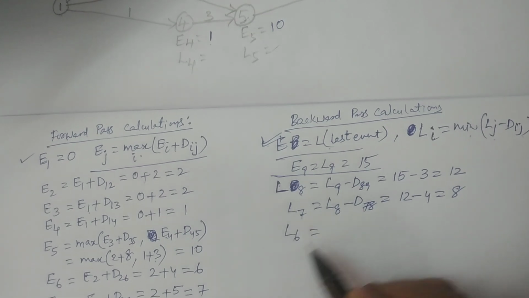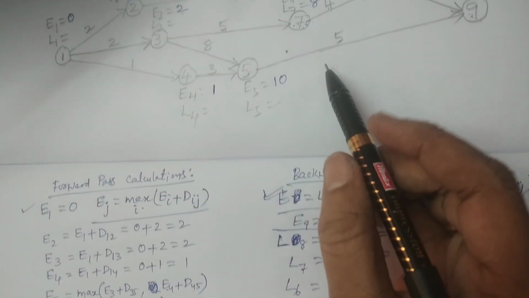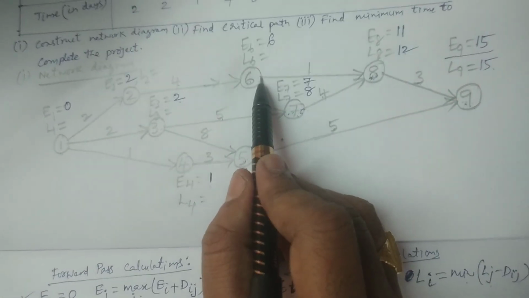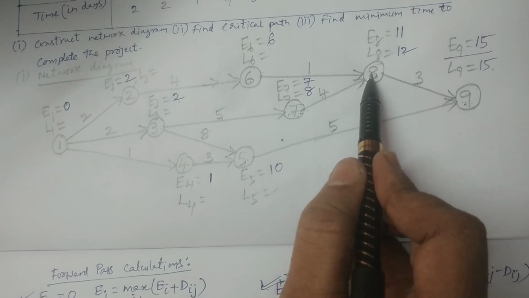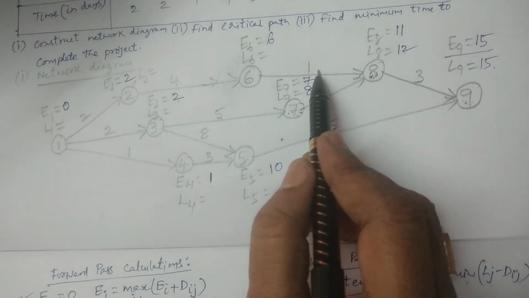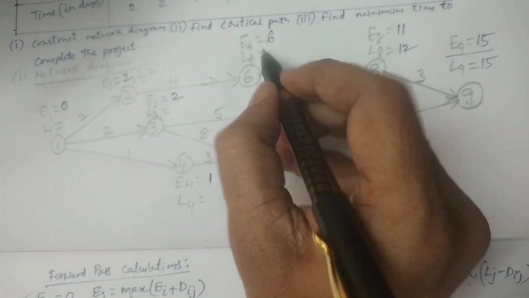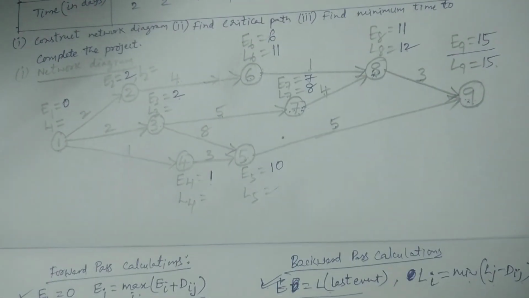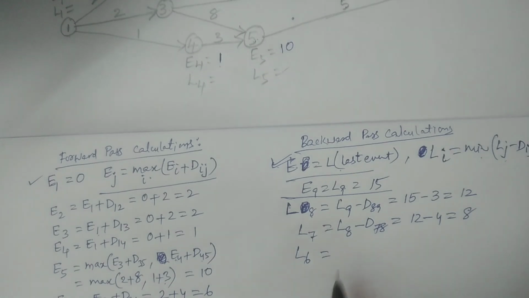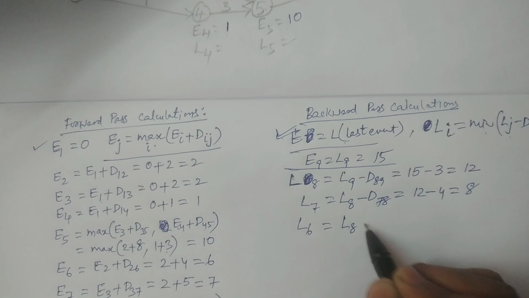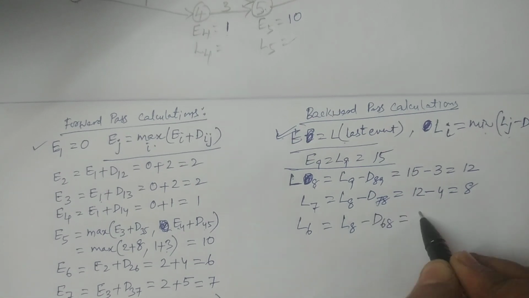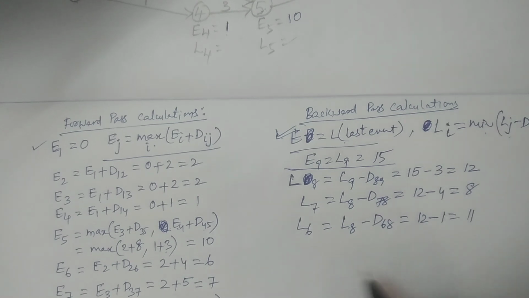So we have calculated L7, and then L6 is going to be calculated. You see here, how many connectors for 6? 6 to 8, therefore only one. Hence we can calculate directly: L8, 12 minus 1, it is 11. So using the formula, L6 is equal to L8 minus D68, which is 12 minus 1. It is 11. Okay.